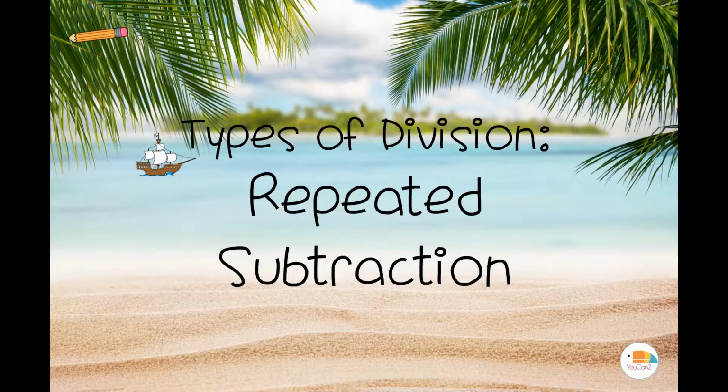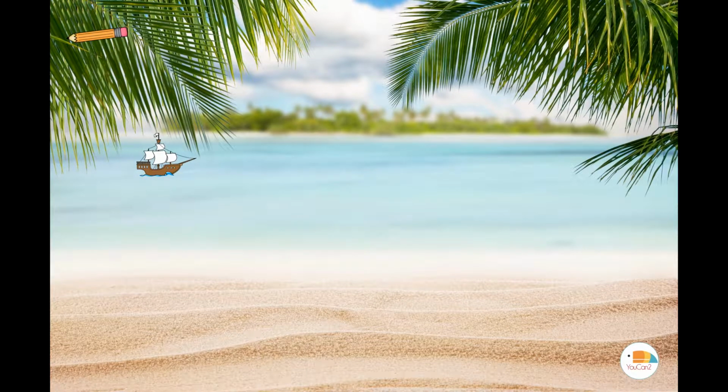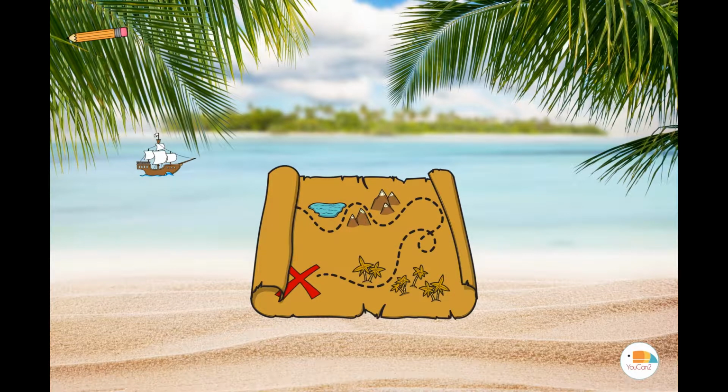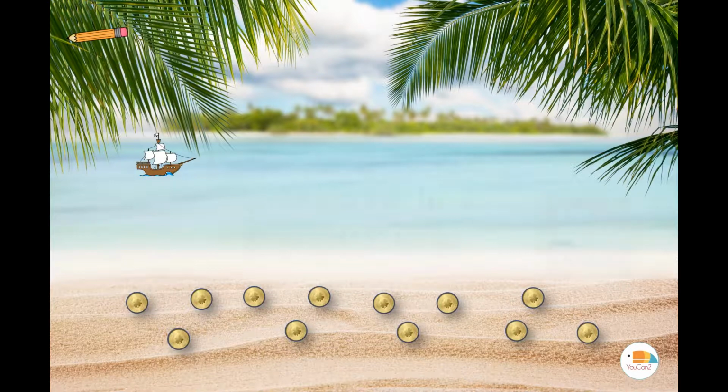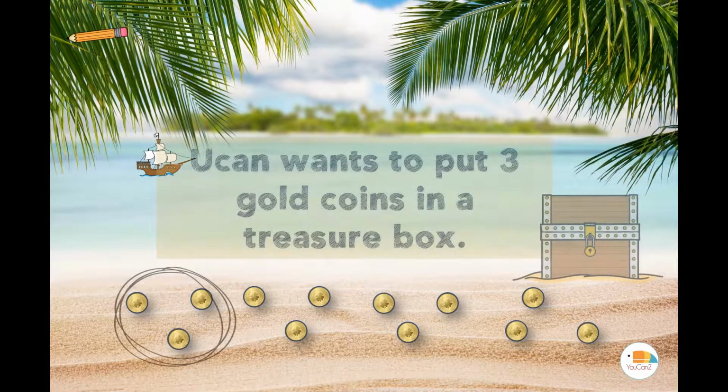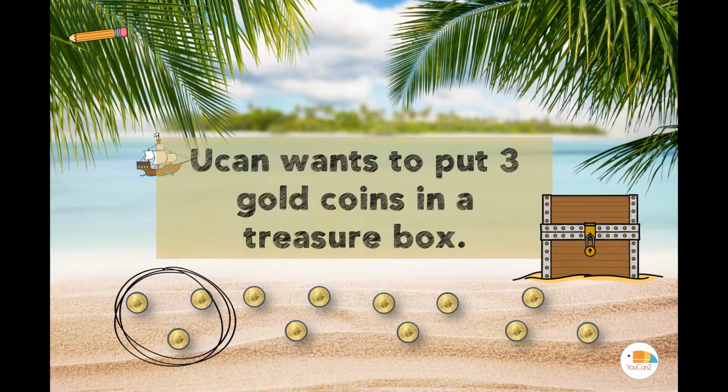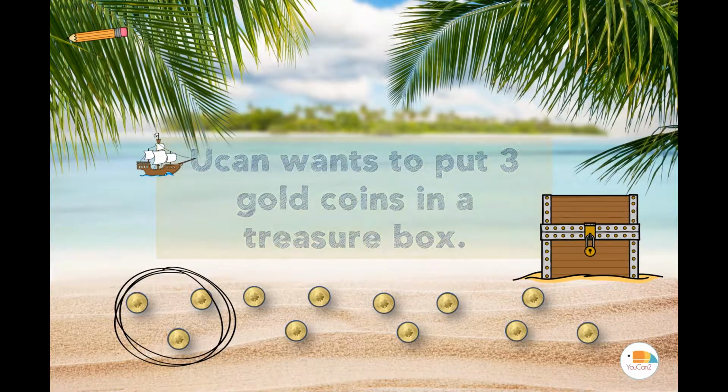Hey, Ucan. What are you up to? Digging? Priscilla gave you a treasure map? And you think the X is right here? Wow. Oh, Ucan! You just found 12 gold coins. They're huge. Let's get these loaded up and back to the ship. But it looks like only 3 coins fit in a treasure box. I wonder how many treasure boxes we'll need. Looks like another math problem.